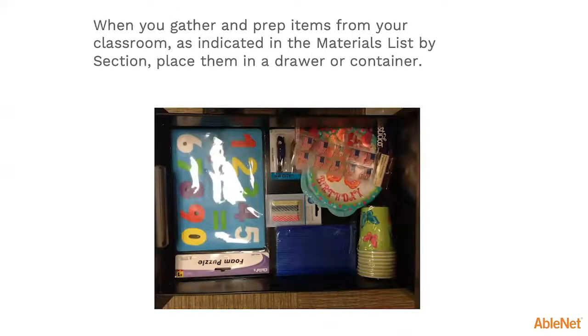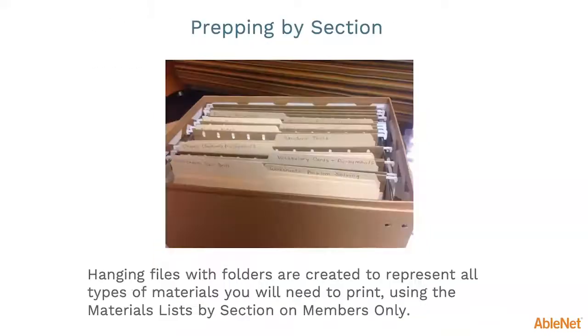When you gather and prep items from your classroom as indicated by the materials list by section, place them in a drawer or a container so you can easily get to them while you are teaching a lesson. Here's an example of what your filing system may look like. In this example, you can see there are hanging file folders, and each folder is labeled with the section headings found in the materials list by section sheet. You can use the filing cabinet, a drawer, or anything else to keep these materials accessible during a lesson.